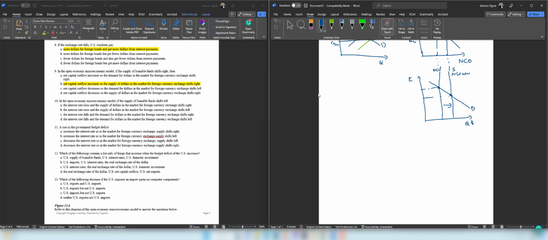So now this time we are going to shift the supply curve to the left. So let's start. This is the supply, this is the demand, and this is the quantity of loanable funds. This is the interest rate in the market. Now supply shifts to the left, so the interest rate rises. This is the new supply, and this is the new interest rate.